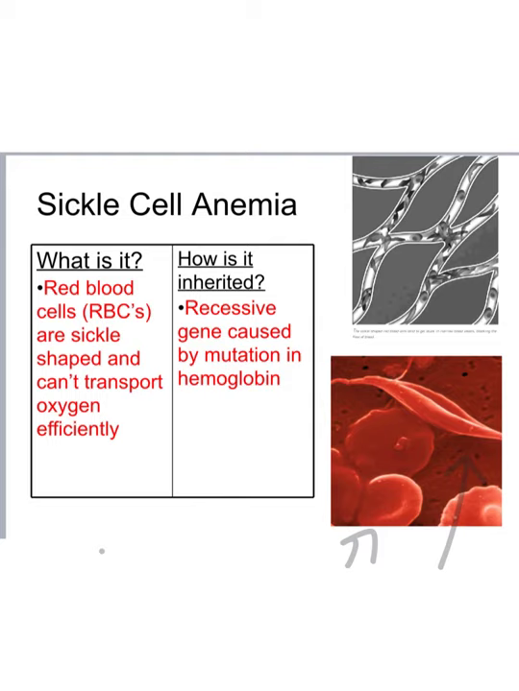So what happens in the bloodstream, as you can see in the top picture, they get stuck in the bloodstream, and they cause lots of pain. We'll get to the symptoms in a minute. So how is it inherited? This is recessive. So all you need is like 2 little a's, and you can get sickle cell anemia. It's caused by a mutation. A mutation is an error in the DNA, which will be our next unit. And this mutation, this mistake, happens in the hemoglobin. And hemoglobin is part of the red blood cell that is carrying the oxygen around.